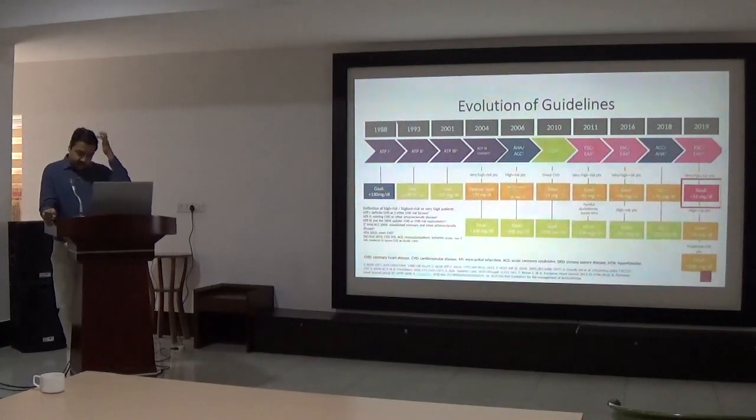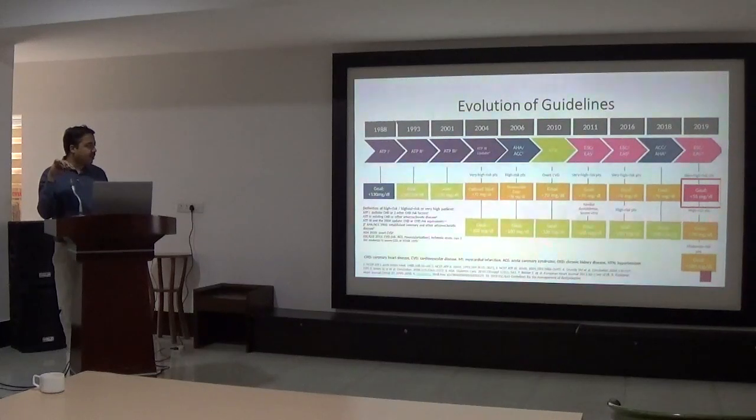Then about numbers, what should be the LDL target? If you look at the evolution of guidelines, in 1988 the first guideline came, that is ATP1, which gave us the goal of LDL of 130. Then the goal was changed in 1993 by ATP2 to 100. 2001 remained the same, 100. In 2004, ATP3 update, the optimal goal was changed to 70. Ideal goal remained the same, less than 100. ACC/AHA 2006, reasonable goal remains the same, less than 70, and overall goal less than 100.